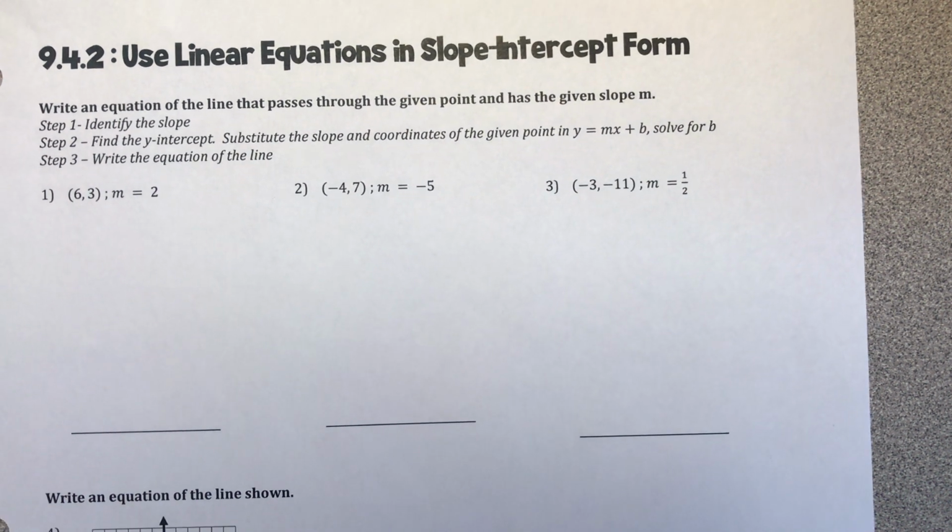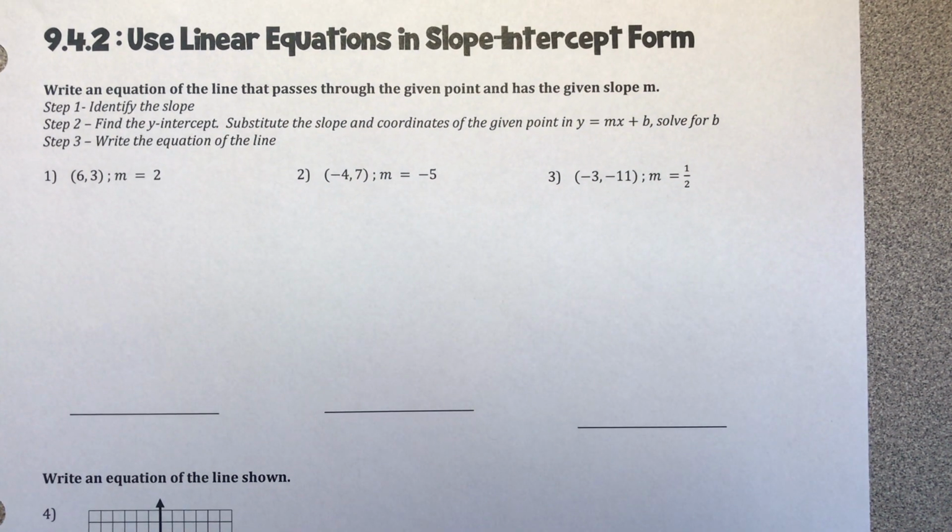So I wrote out the steps for you on the top. Step number 1 is to identify the slope. Step number 2 is to find the y-intercept. So if it's not given to you, if you don't have one where the x is 0, we're going to substitute the slope and the coordinates of the given point into y equals mx plus b to solve it for b. So let's do one.